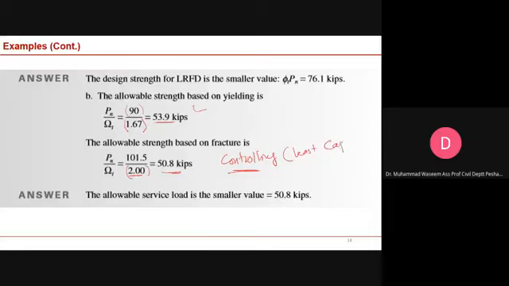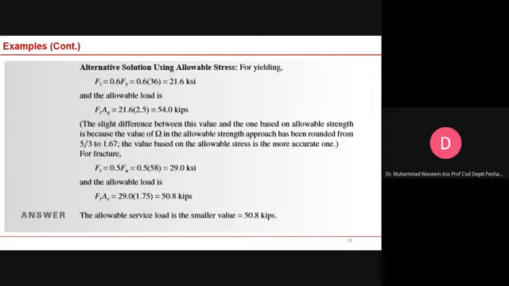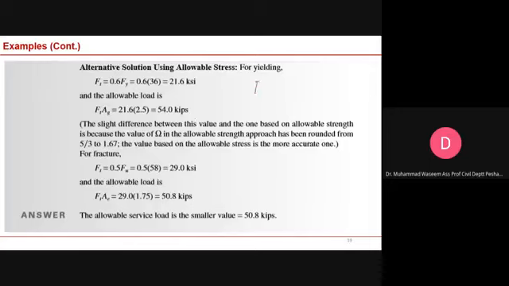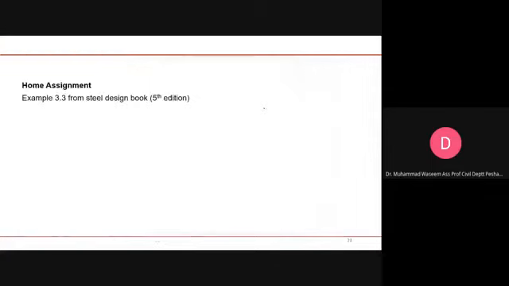So the least capacity will always be controlling. So if you do not want to use this notation, you can evaluate the ASD capacity using this formulation. If you remember that in ASD we had this capacity, this formulation. Yeah, where is that?